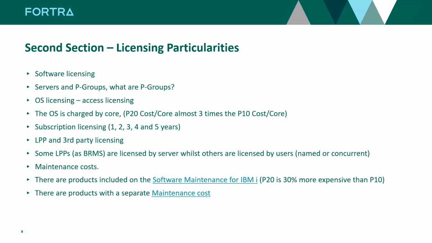The 1024, which we said changes the P group: the 12 and 24 core versions are P20, while the 32 and 48 core versions are P30. And this didn't happen with the 824 nor with the S924. Like we said, the 1050 is not supported by IBM, and the 1080 in all of its versions is a P30. So why is this important? Because, for instance, the OS is charged by core, and the cost of a core of a P20 is almost 3 times the cost of a core of a P10.